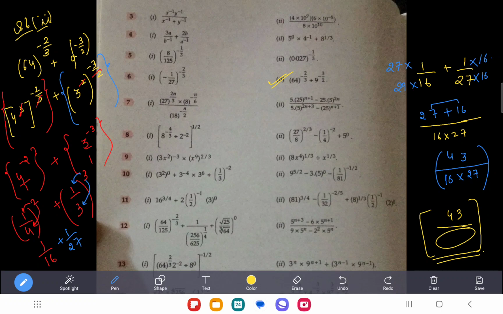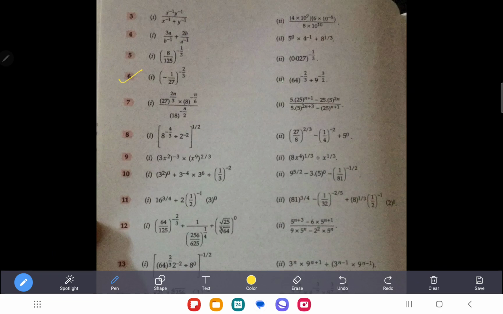Now have a look at this question. Should I rub it off? Yes, please. Now have a look. So this sixth question is done fully. Fifth question, first part is also done fully. What about the second part? Fifth question, second part. It is 0.027 raised to power -1 over 3. You tell me what is 0.1 in terms of fraction?